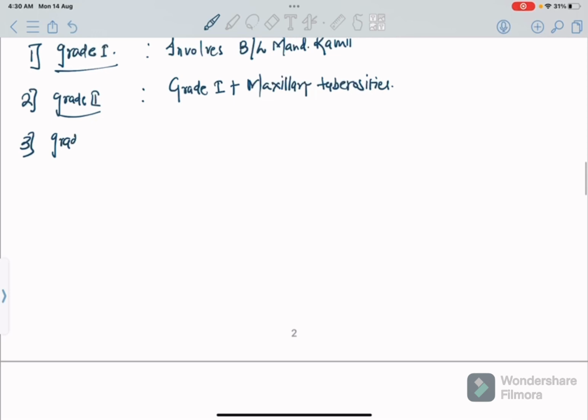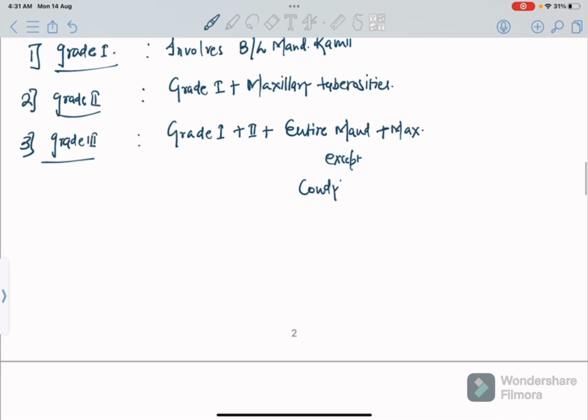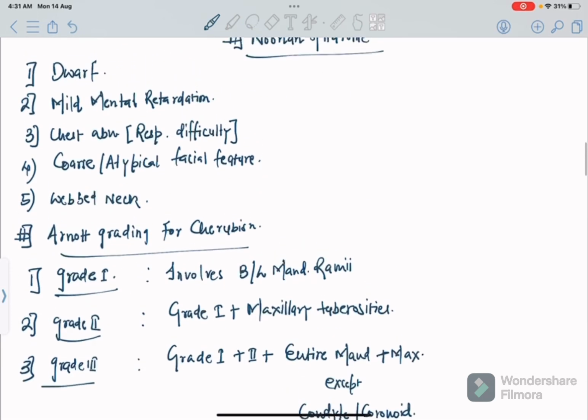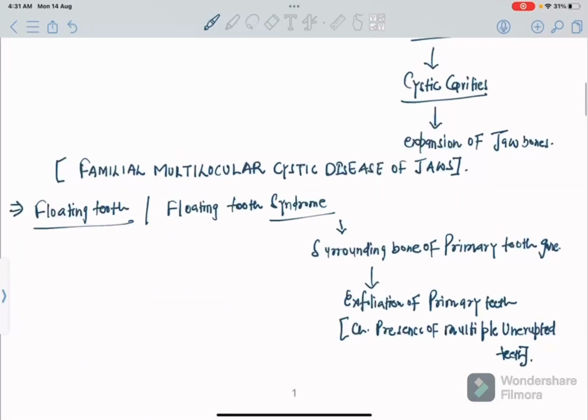And grade 3, it is associated with grade 1 plus 2 plus entire mandible and maxilla except condyle or coronoid. So this is all regarding cherubism.